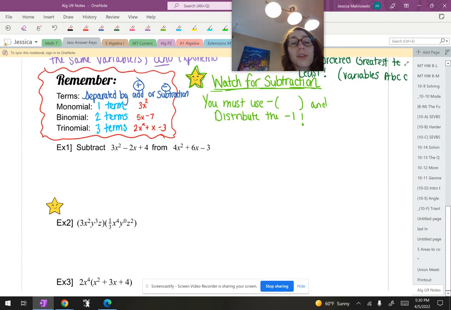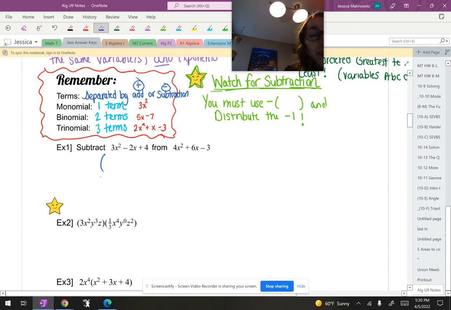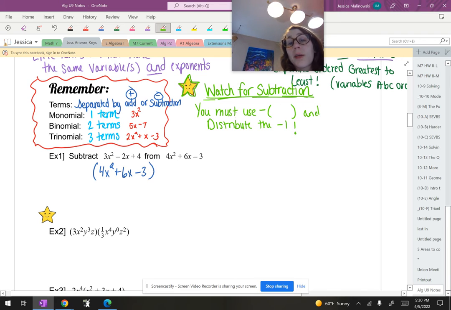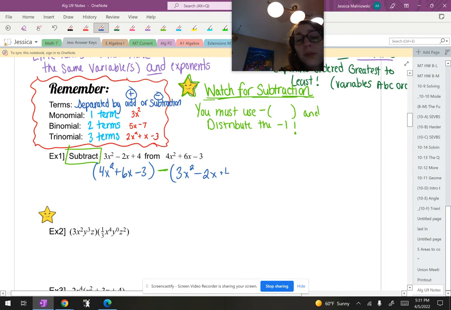They want me to take the 3x squared one and subtract it from this one. So that means that 4x squared plus 6x minus 3 is going to come first. And notice I'm using those parentheses like we talked about in that green highlight piece there. Watch out for that subtraction. You need to use parentheses and distribute that -1 to both pieces there. And then the 3x squared minus the 2x plus 4.